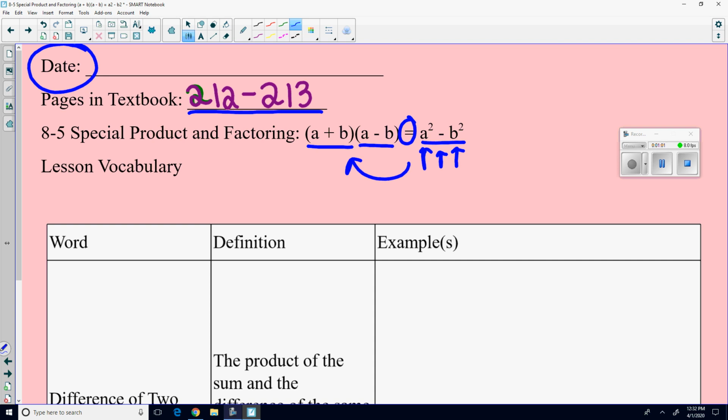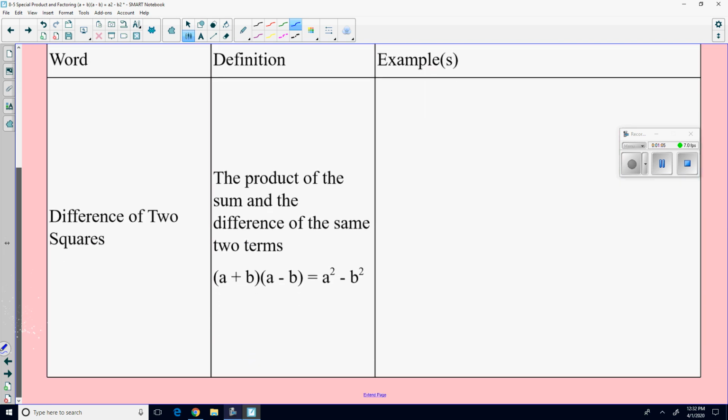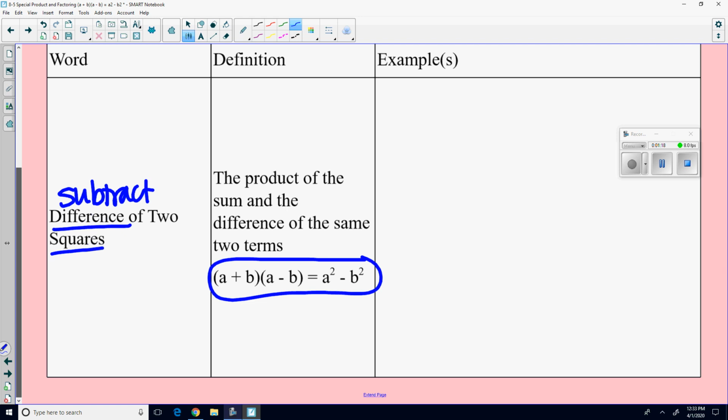This is called the difference of two squares. Hopefully difference makes sense because difference means subtract. And it's of two squares because they are perfect squares. So here's our form again. And let's go ahead and write an example problem down there.